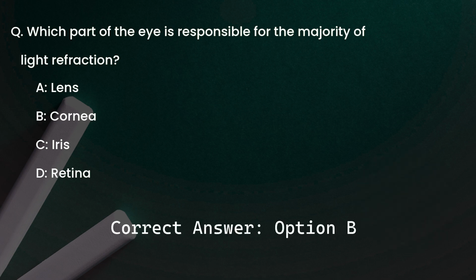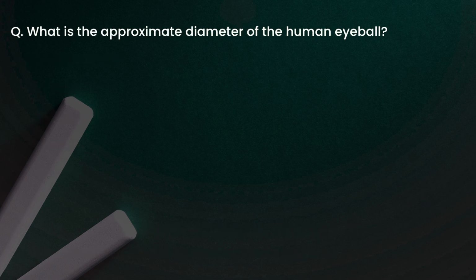The correct answer is option B, which is cornea. Most of the refraction of light occurs at the outer surface of the cornea. Question: what is the approximate diameter of the human eyeball?